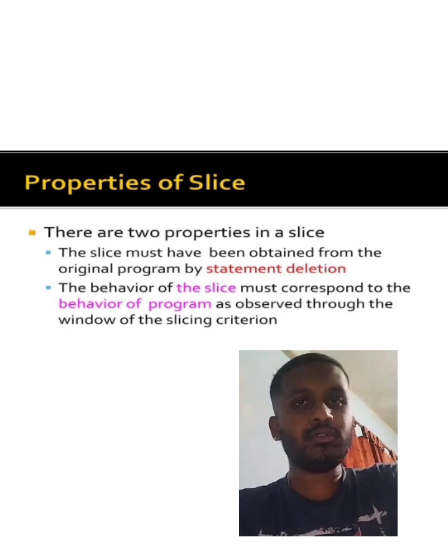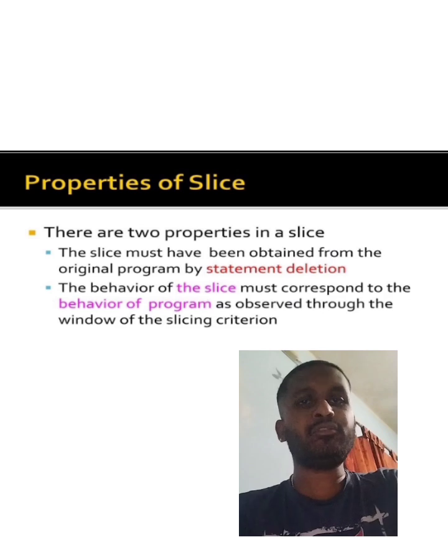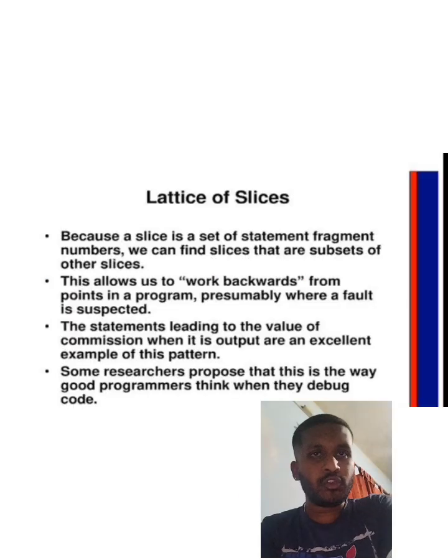Properties of slice. There are two properties of a slice. A slice must be obtained from the original program by statement deletion, and the behavior of the slice must correspond to the behavior of the original program as well. Lattice of slices. We can find slices that are subsets of other slices because a slice is a set of statement fragment numbers. This allows us to work backward from a point in the program. The statements leading to the value of commission when it is output are an excellent example of this pattern. It is good for programmers to debug the code.